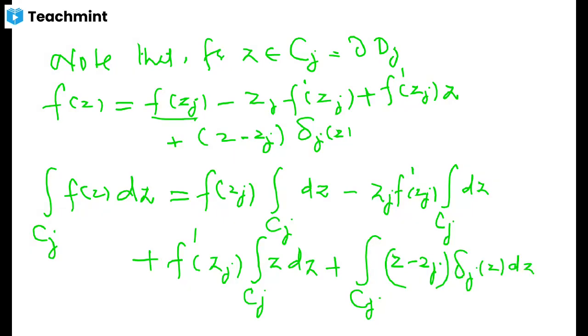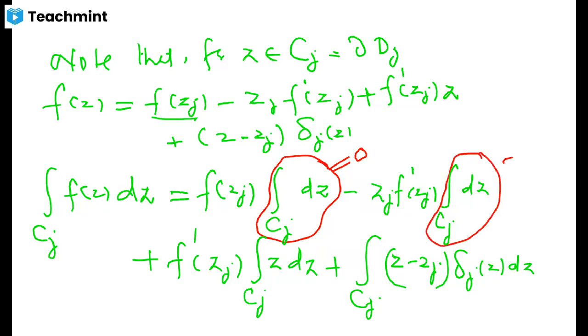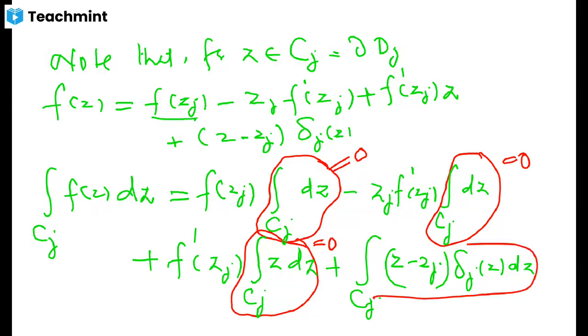Now look at these terms. Cj is a closed square because it is the boundary of the square or a partial square. So it is a closed contour, and this integral is 0. The value of this integral is also 0. The value of this integral is also 0. So you have lost all these terms, and you are left with just this last term only.